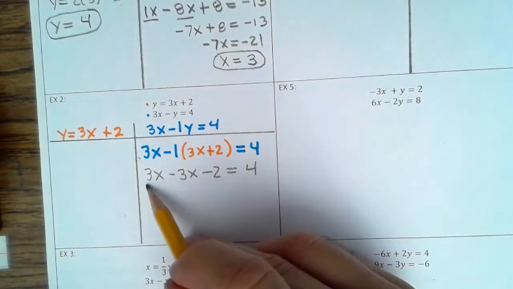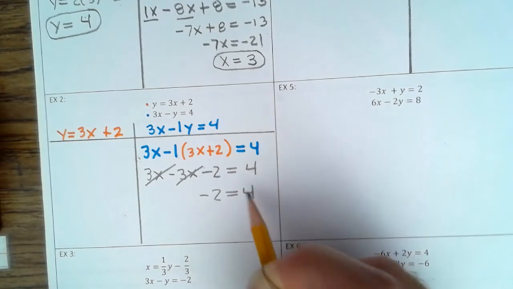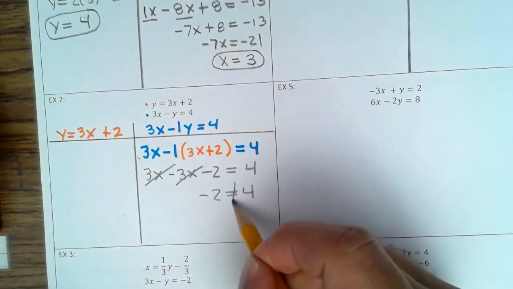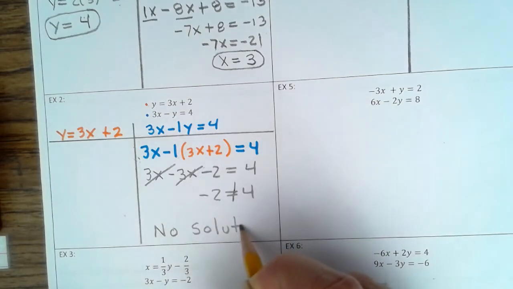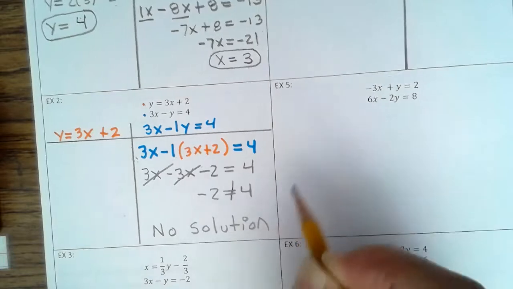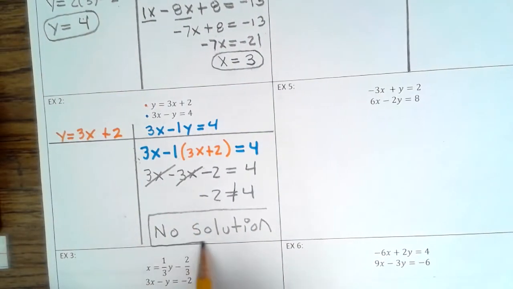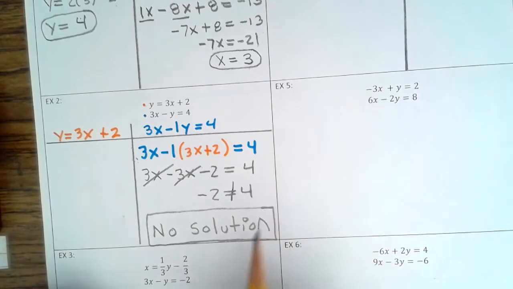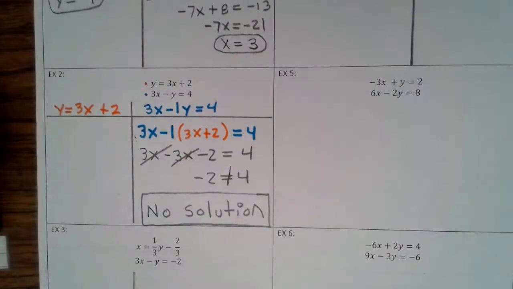Well, 3x minus 3x cancels. You're left with negative 2 equal to 4. Well, negative 2 will never equal 4, so this is no solution. Okay, go ahead and finish up example 2.